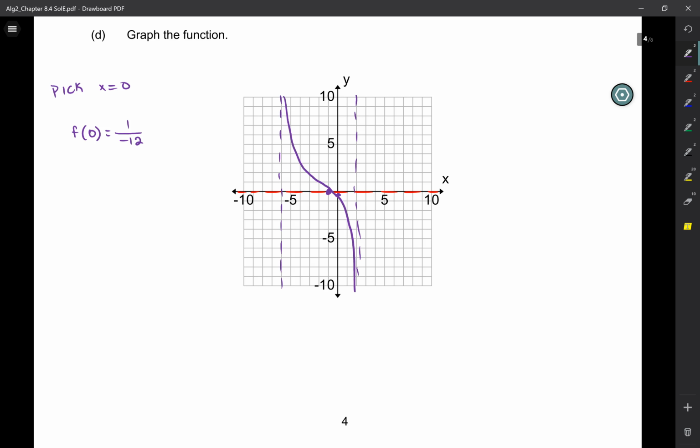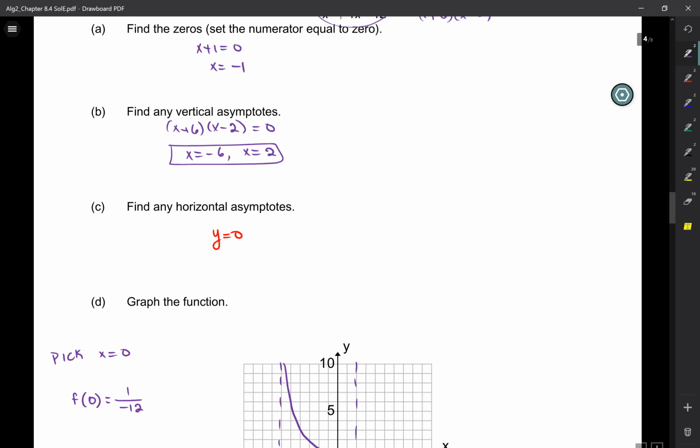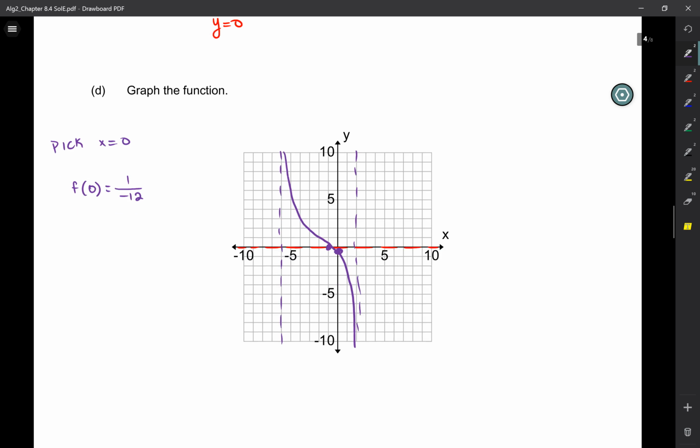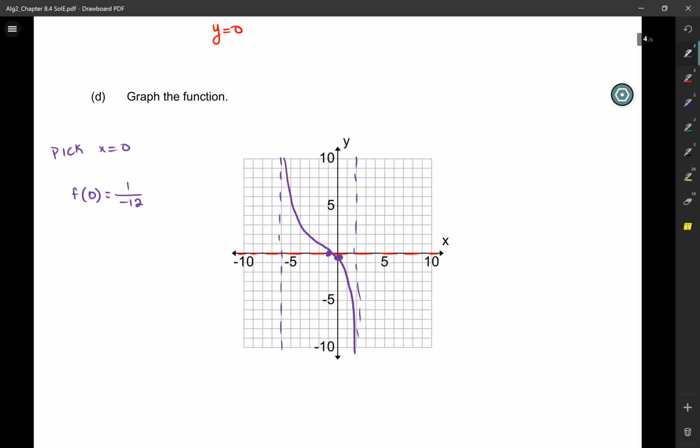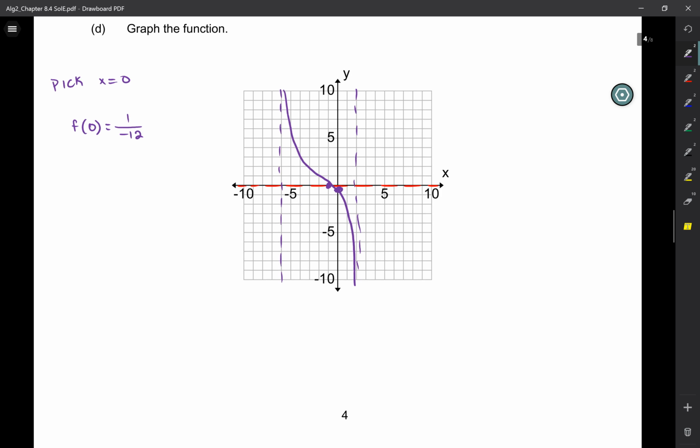This is negative 1 over 12. This is the 0. This was x equals negative 1. There was a 0. So at x equals negative 1, there is a 0. And then at x equals 0, it's negative 1 over 12 right there. Now, if we go up here, we have to come back here on the bottom and then here.